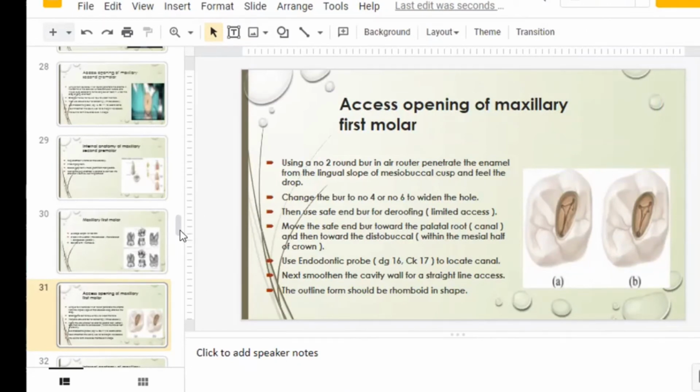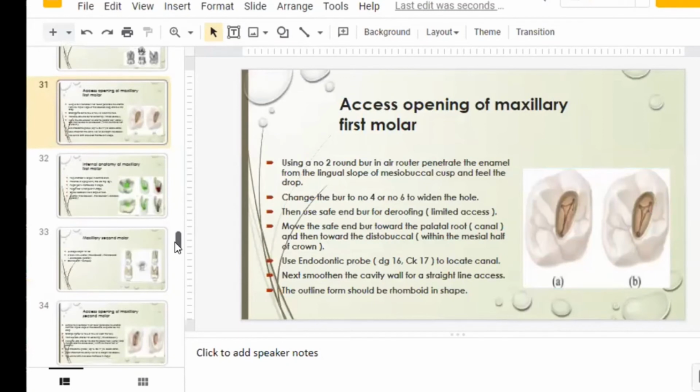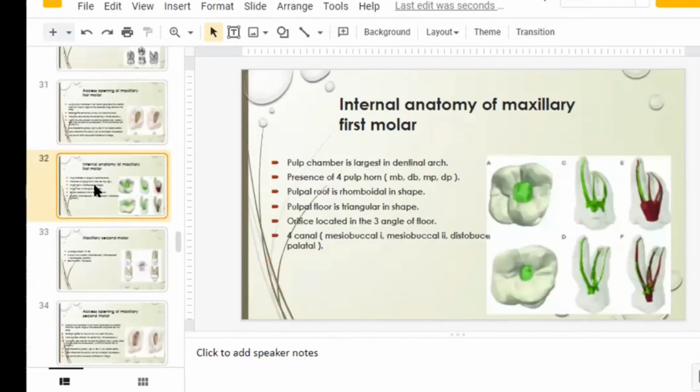So next is how this internal anatomy appears. Okay, so internal anatomy, the pulpal floor is triangular in shape. If mesiobuccal MB1 and MB2 are present, they may be fused. Okay, that can also happen.